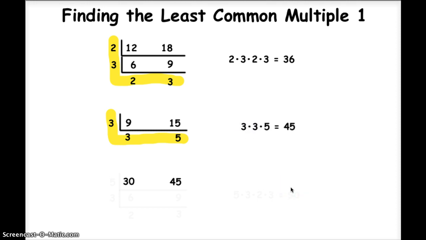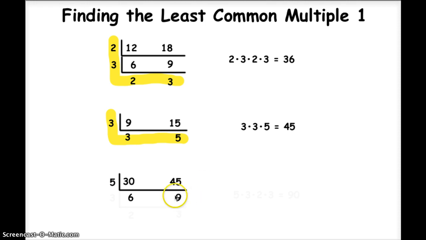Let's do one last problem. The last one I have is I'm going to find the least common multiple of 30 and 45. Just like before, I make my upside down division bar. Now since 30 and 45 end in a 5 or a 0, I know that 5 divides both of those numbers. When I divide both numbers, I'll take 30 divided by 5 and get 6, and 45 divided by 5 and get 9.